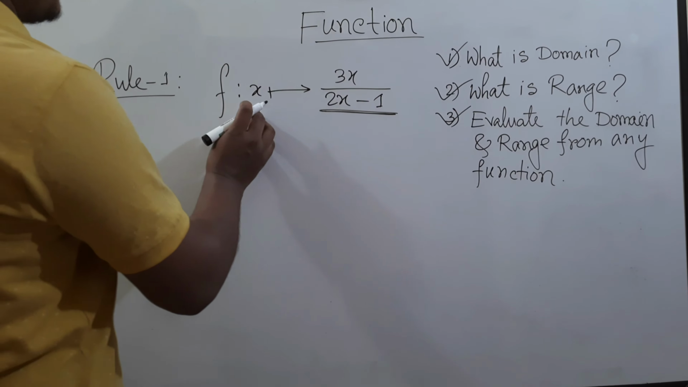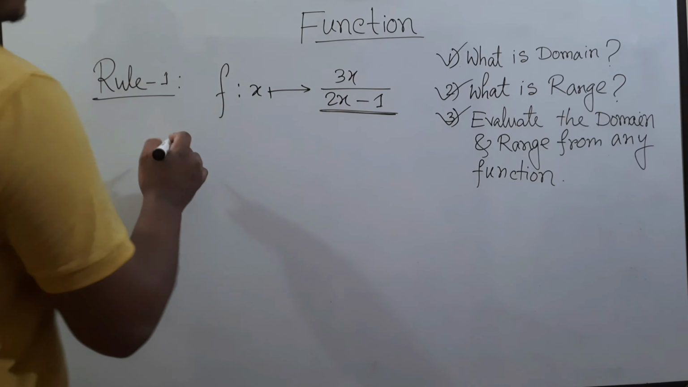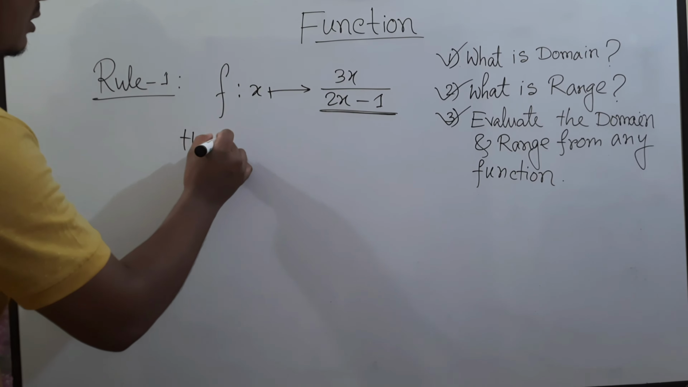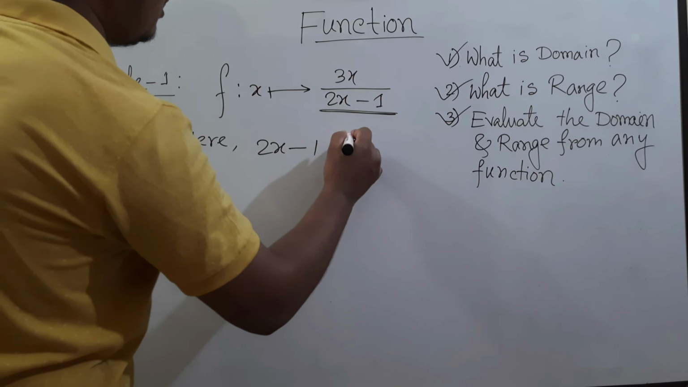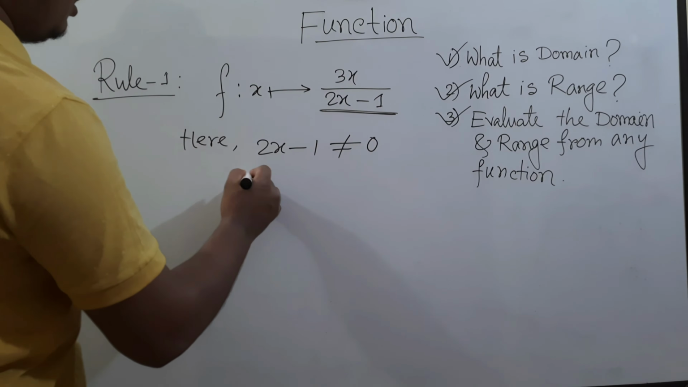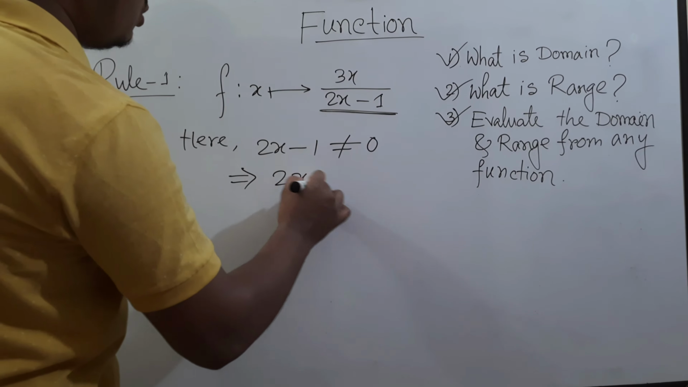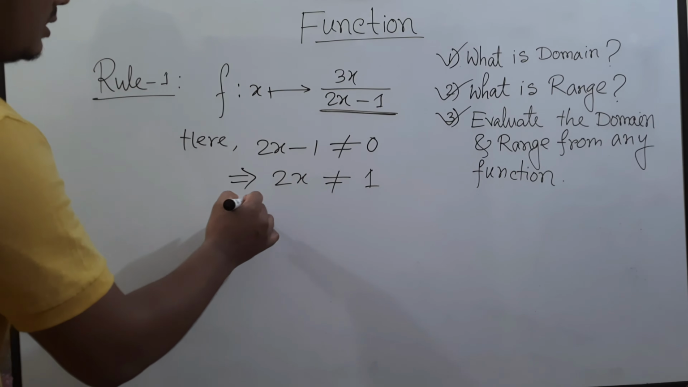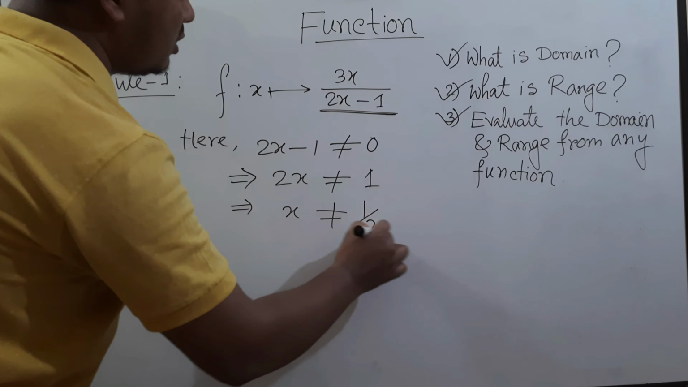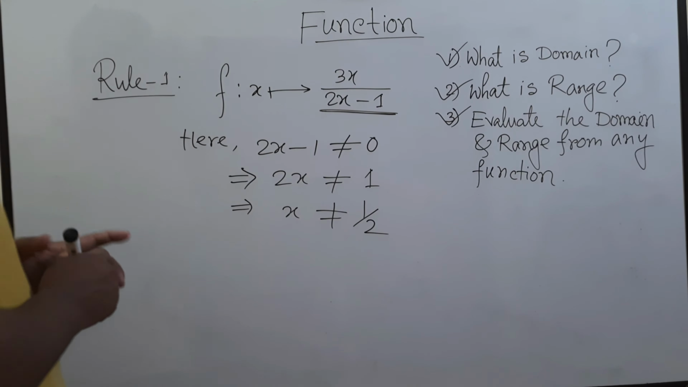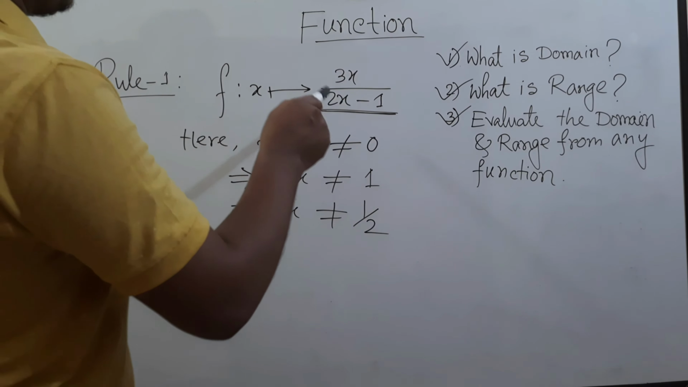So now we will find for what value of x the denominator will be 0. So here the denominator 2x negative 1 must be not equal 0. By calculating this, we can find the value of x. So 2x not equal 1. That means x not equal 1 over 2. That means half. That means for only x equal half, the function will be undefined.